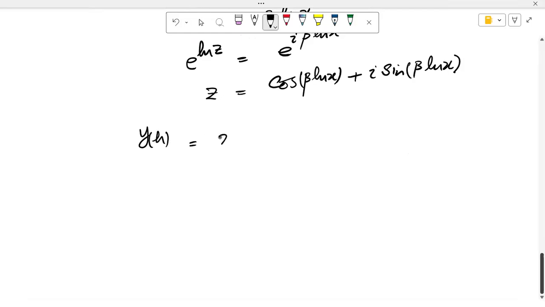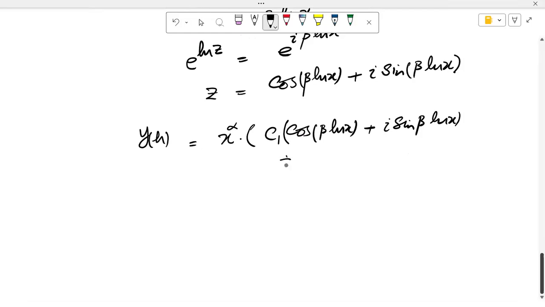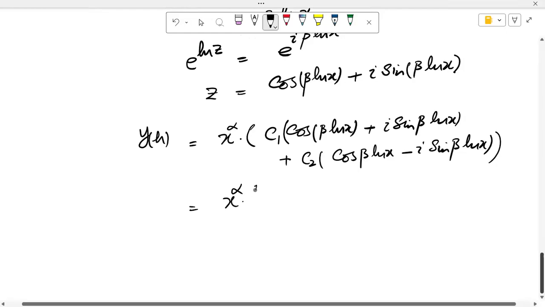y of h is equal to x raised to the power alpha, c1 times (cos of beta log of x plus iota sine of beta log of x), and plus similar terms with c2 times (cos of beta log of x minus iota sine of beta log of x). And then there is going to be another parenthesis. So we can write x to the power alpha.